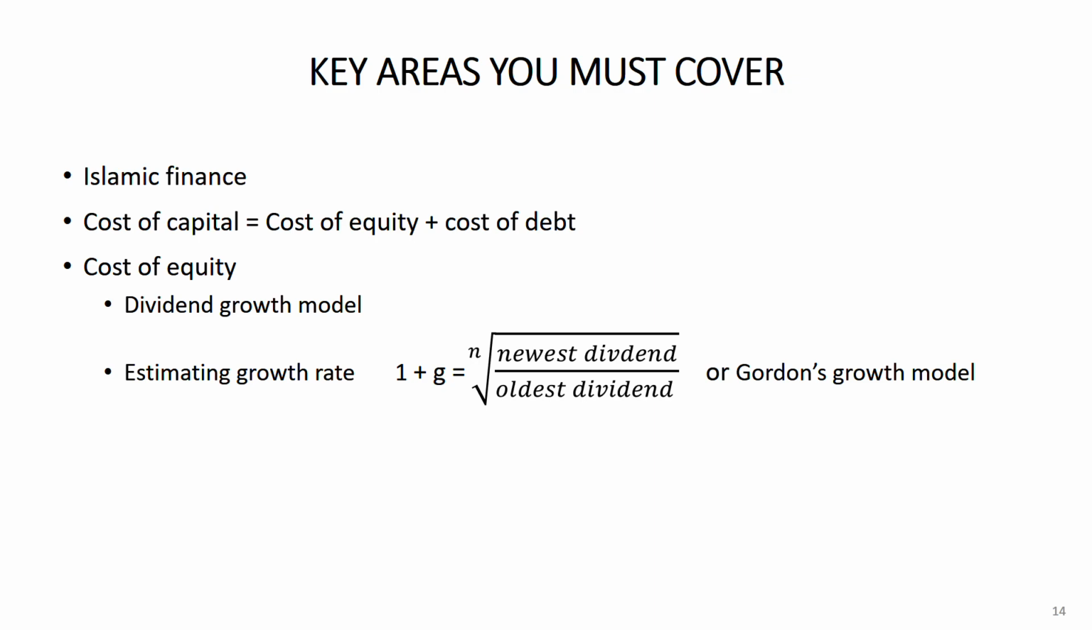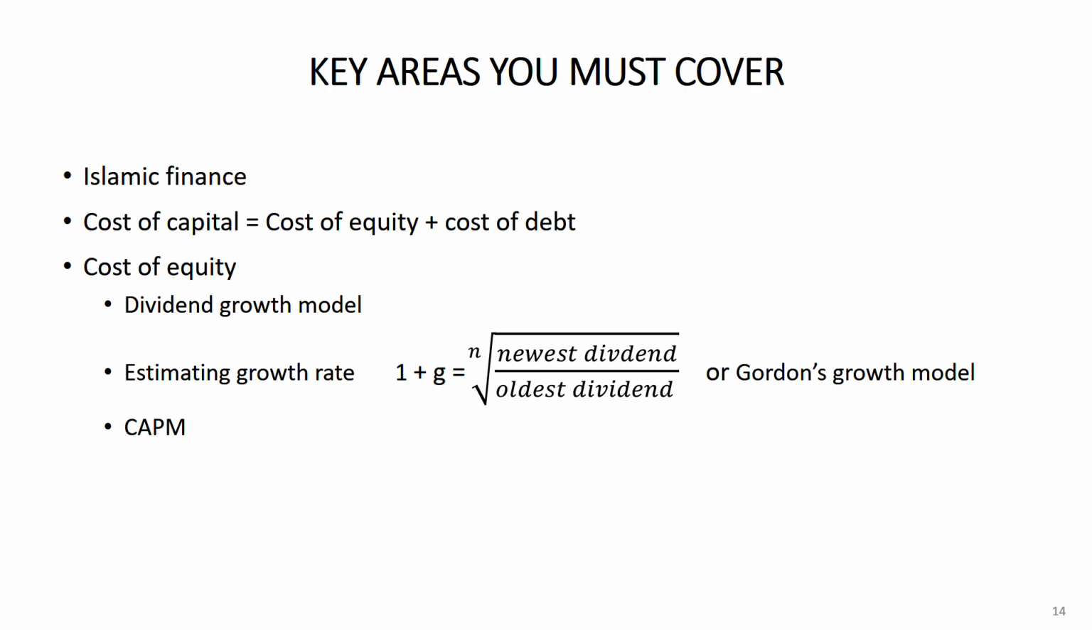Okay, and the second method of estimating growth rate is Gordon's growth model. This formula is also given there, which is g equals b times r_e, where b is the retention rate and r_e is the return on equity. So Gordon's growth model, and the other one is the one above. Out of these two methods, you can use any one method and find out the growth rate.